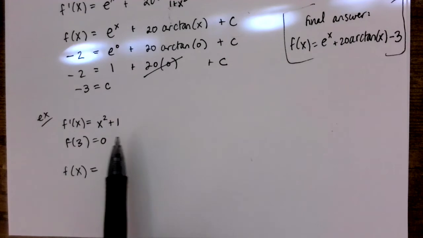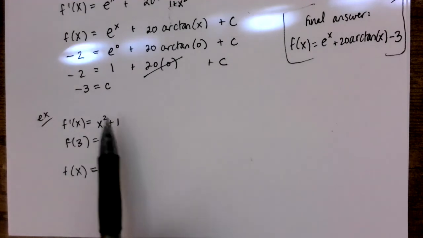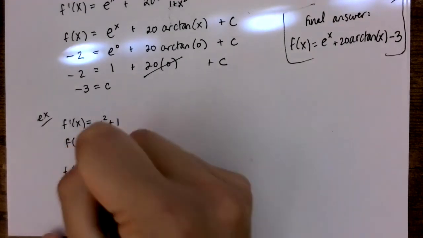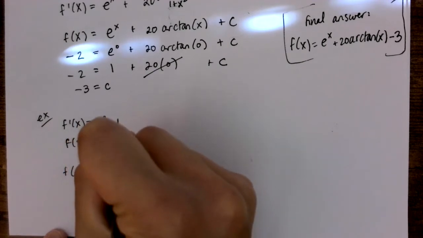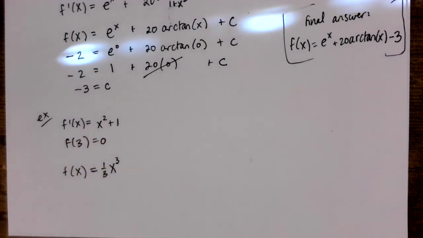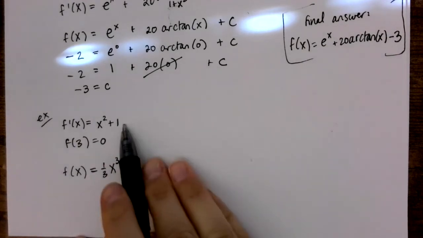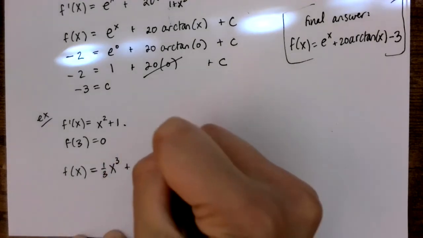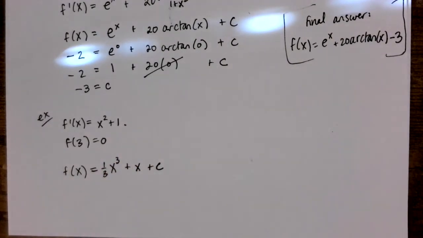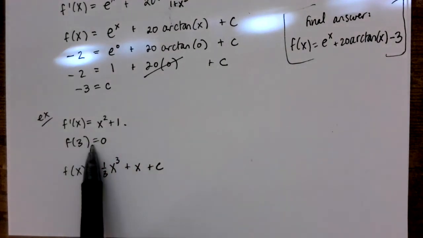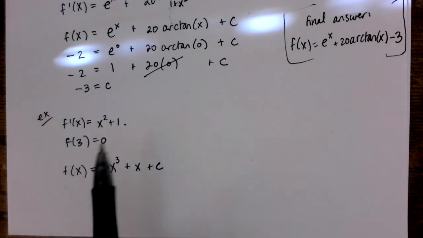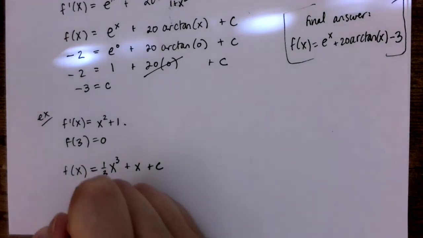So first, the antiderivative of x squared plus 1. I'll use my opposite power rule here. So I get 1/3 x cubed. 1's derivative, or sorry, antiderivative is x, because the derivative of x is 1. And then we have our plus c. All right, so that's the first step. Now I'll put this information in here to solve for c. So I'm going to put 3 in for the x's and 0 as the output.